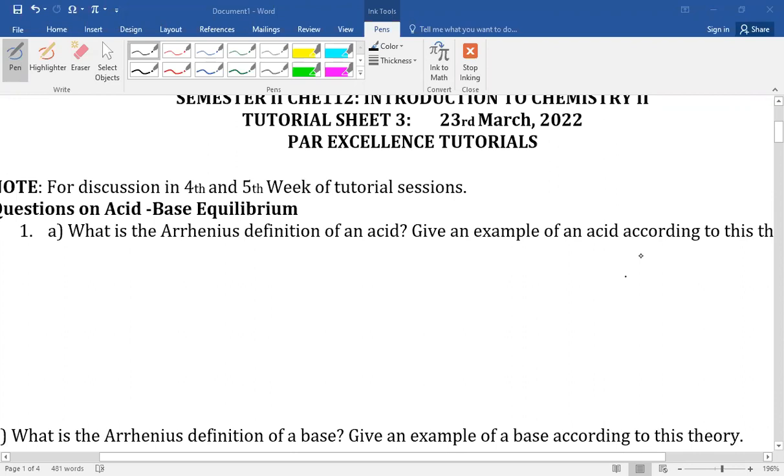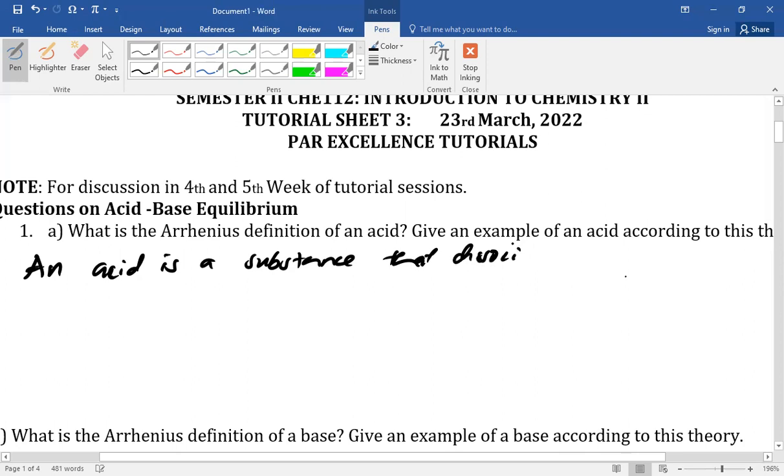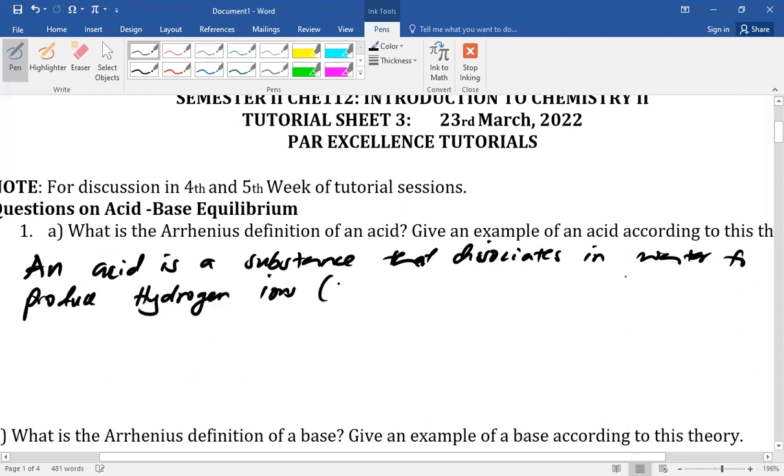So the Arrhenius definition of an acid is that an acid is going to dissociate to produce hydrogen as the only positively charged ion.